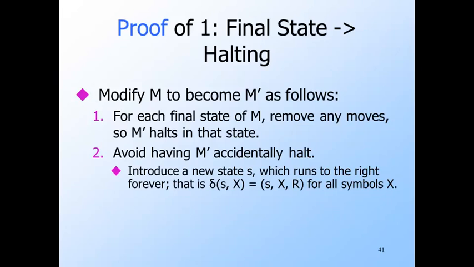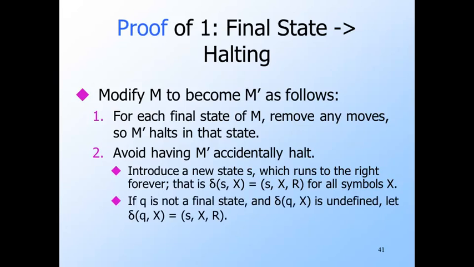So for M prime, we introduce a new state S whose job is to make sure M prime never halts. Once M prime is in state S, on any tape symbol X, M prime stays in state S, leaves the X as it is, and moves right. Thus, M prime will always have a next move in state S. Eventually, it will get to the infinity of blanks to the right on the tape and look at them one at a time. And to make sure M prime doesn't halt accidentally, whenever delta of Q and X is undefined for M, and Q is not a final state, we'll have M prime enter the state S.